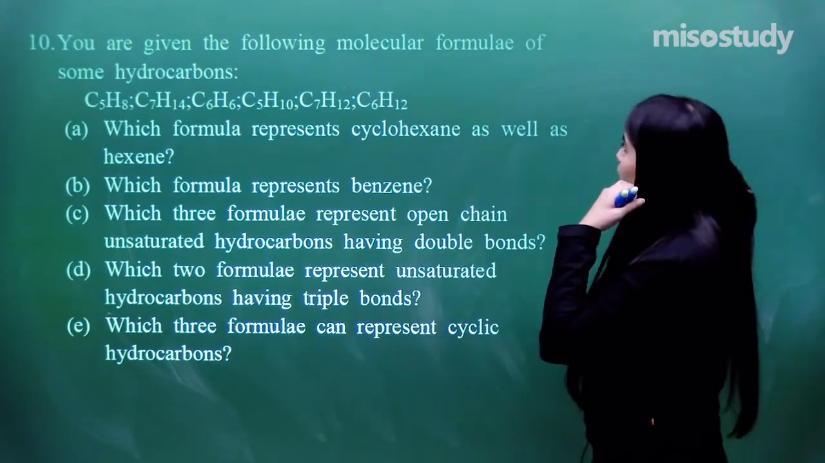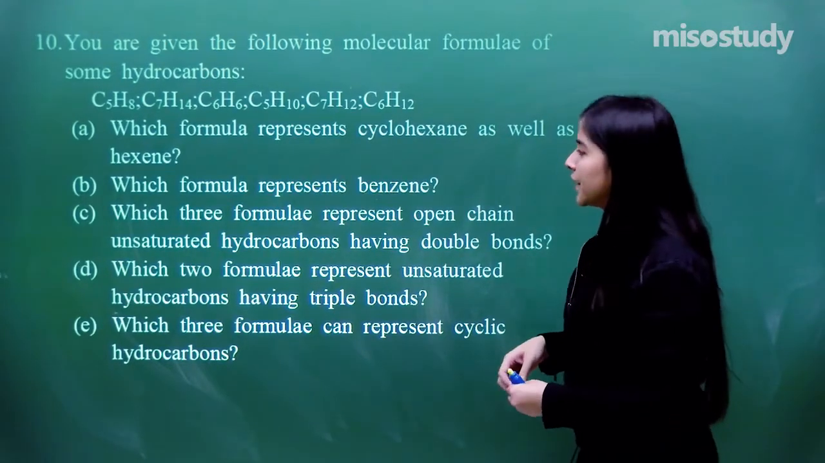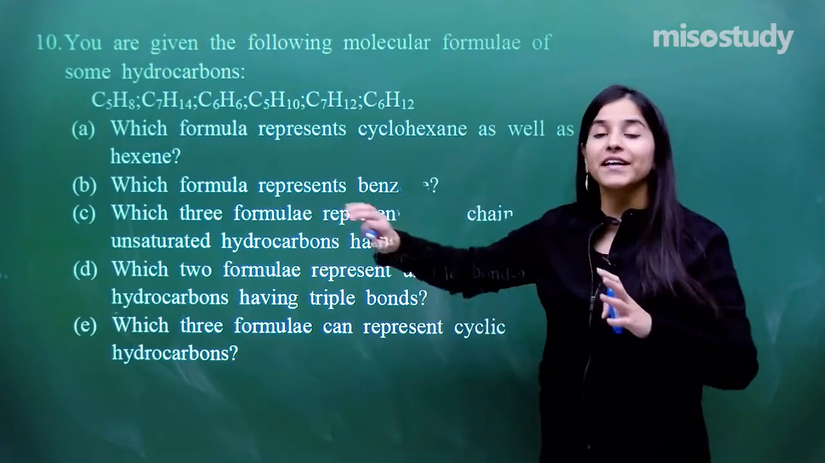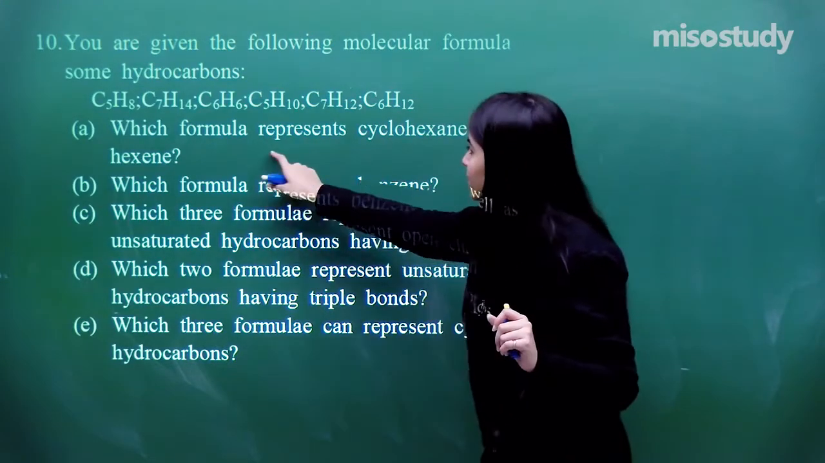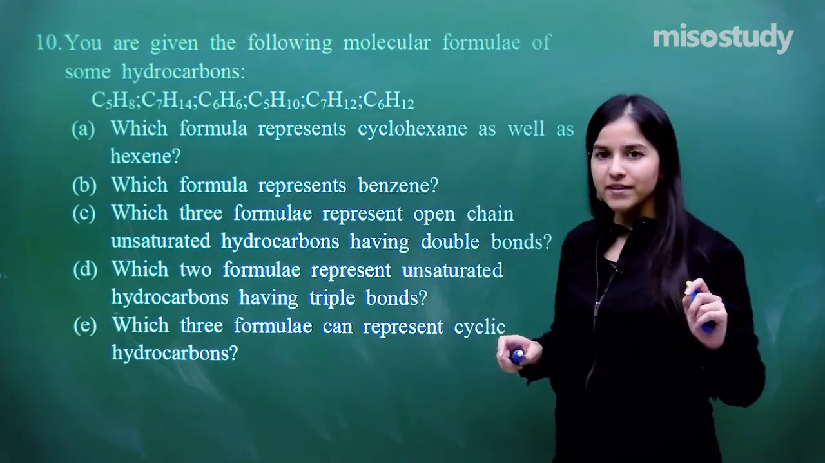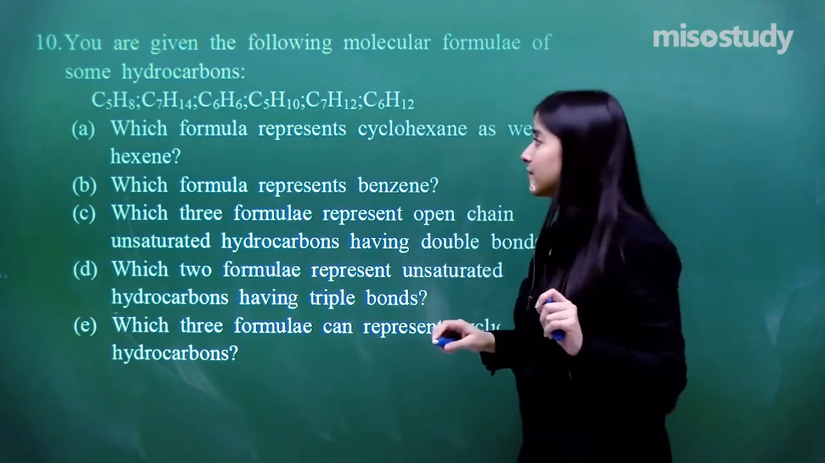Question number 10. You are given the following molecular formula of the hydrocarbons. So it is the super condensed version of the formulas right here. So you need to figure it out. First one, which formula represents cyclohexane as well as hexene?